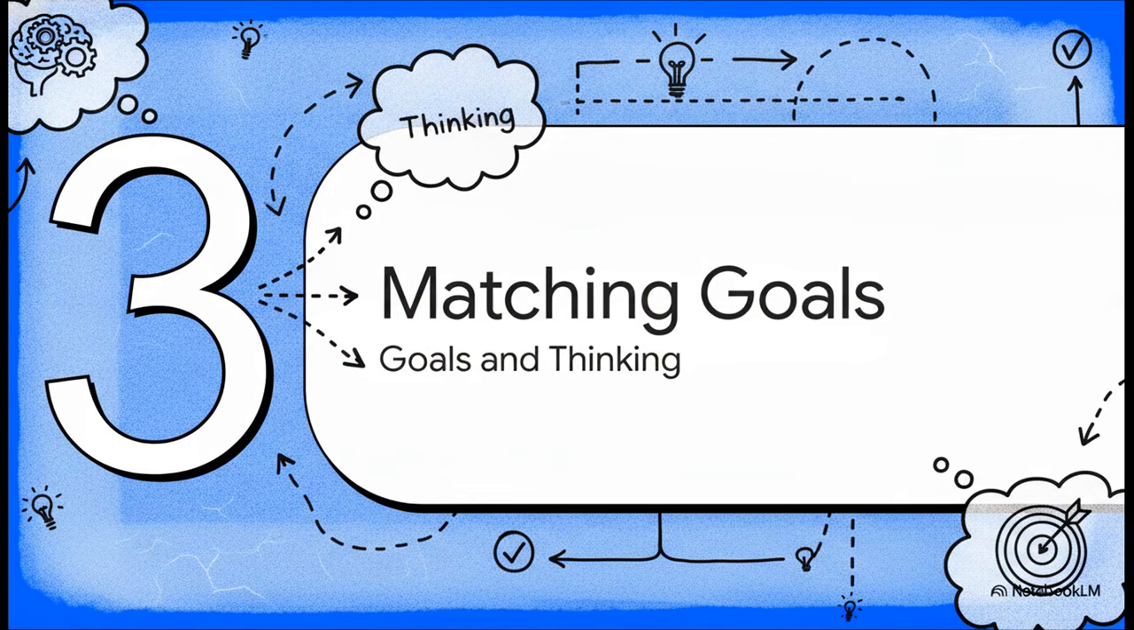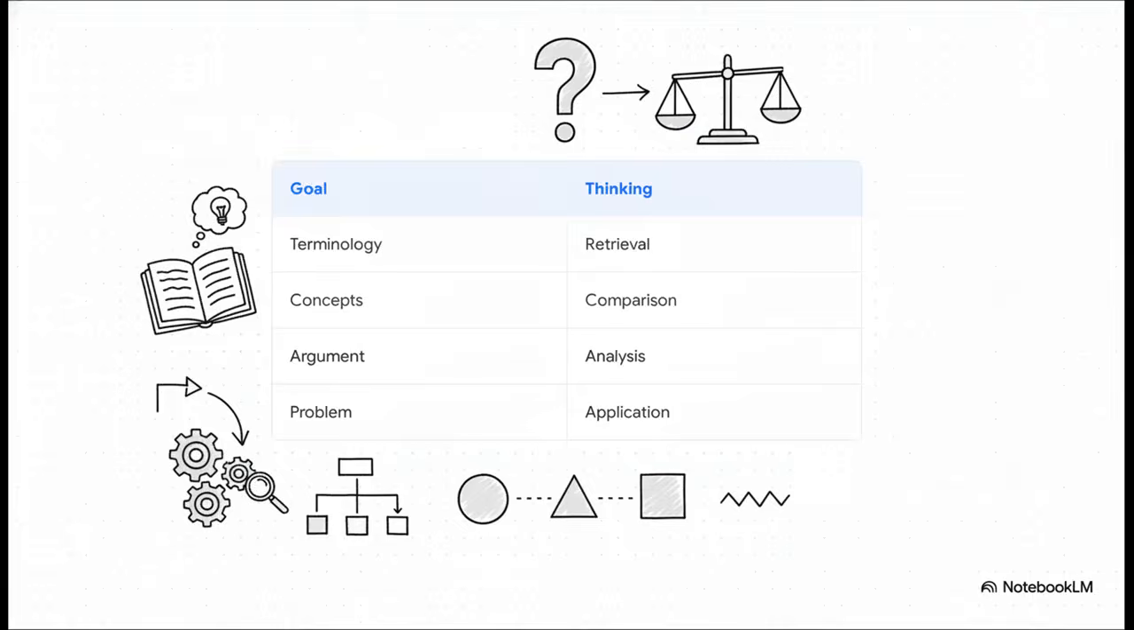All right, part 3, matching goals to thinking. The truth is, there is no single best active learning strategy out there, simply because different learning goals require entirely different forms of cognitive engagement. For example, if your learning goal is just for students to remember basic terminology, well, the thinking task there is retrieval.